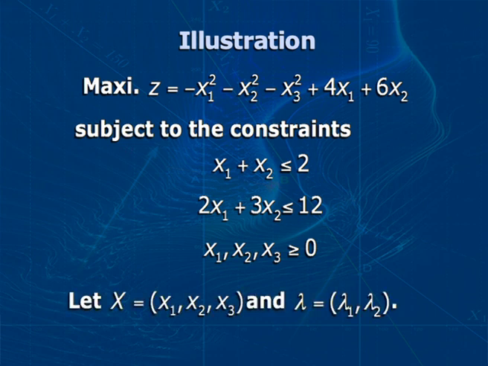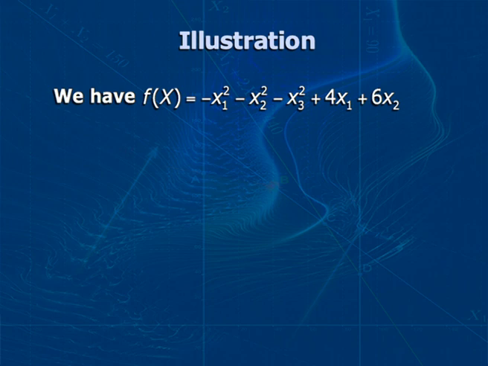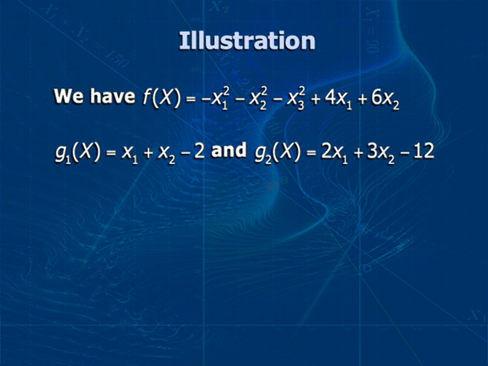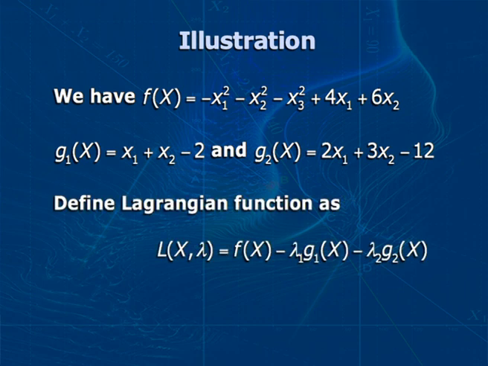Let x equal to (x1, x2, x3) and lambda equal to (lambda 1, lambda 2). Then f(x) equal to minus x1 square minus x2 square minus x3 square plus 4x1 plus 6x2, and g1(x) equal to x1 plus x2 minus 2 and g2(x) equal to 2x1 plus 3x2 minus 12. Define the Lagrangian function as L(x, lambda) is equal to f(x) minus lambda 1 g1(x) minus lambda 2 g2(x).